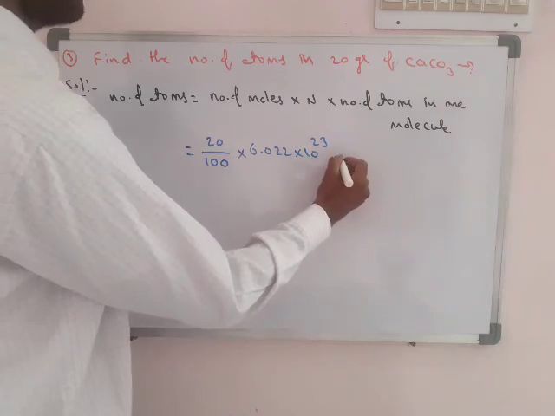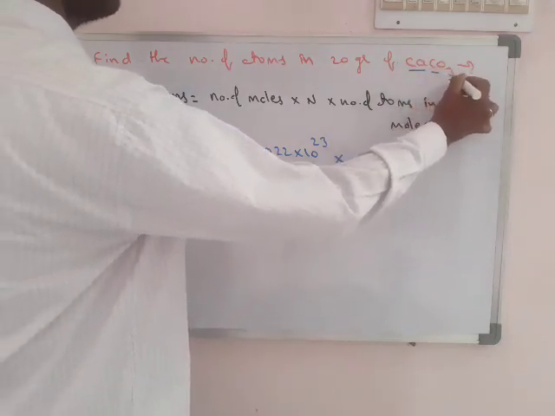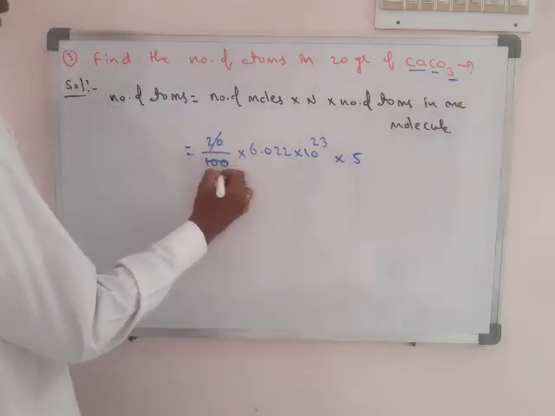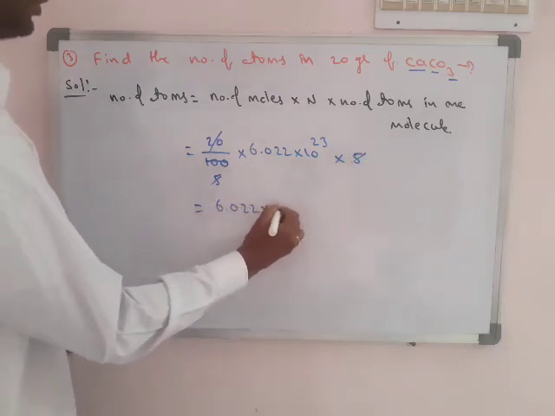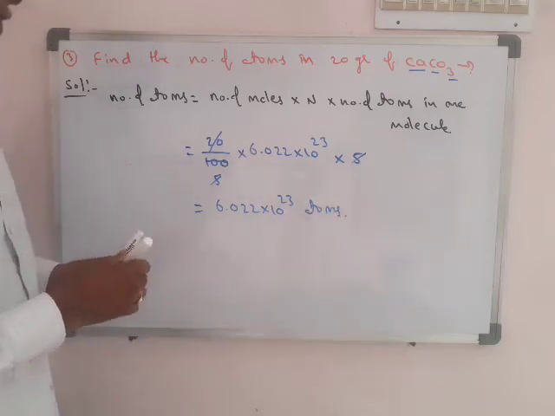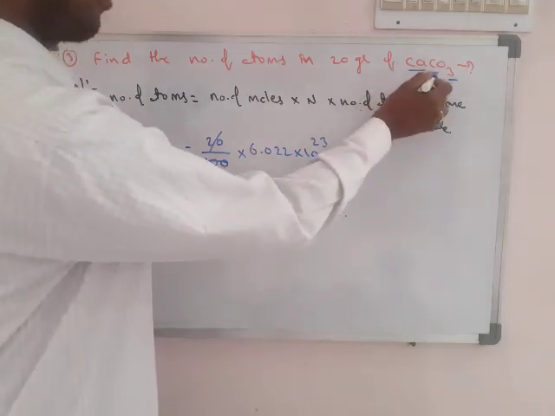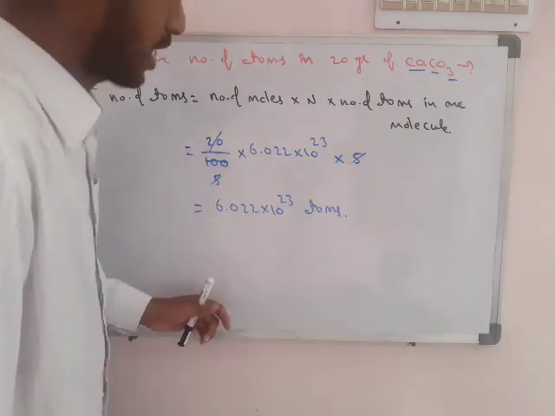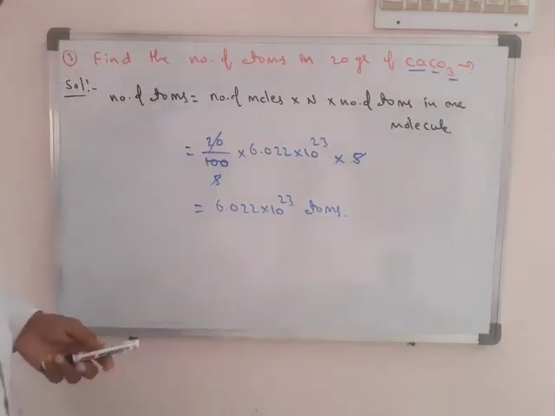Okay, the number of atoms in one molecule: this is calcium 1, carbon 1, oxygen 3, total 5. Now 5 gets cancelled. So again here the answer is 6.022 into 10 power 23 atoms. In these atoms, how many calciums are there, how many carbons, how many oxygens? We calculate them separately, and they must be in the 1:1:3 ratio.